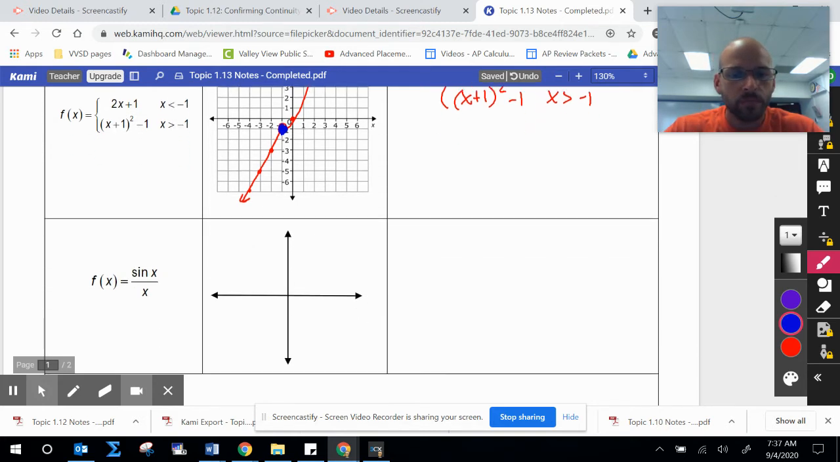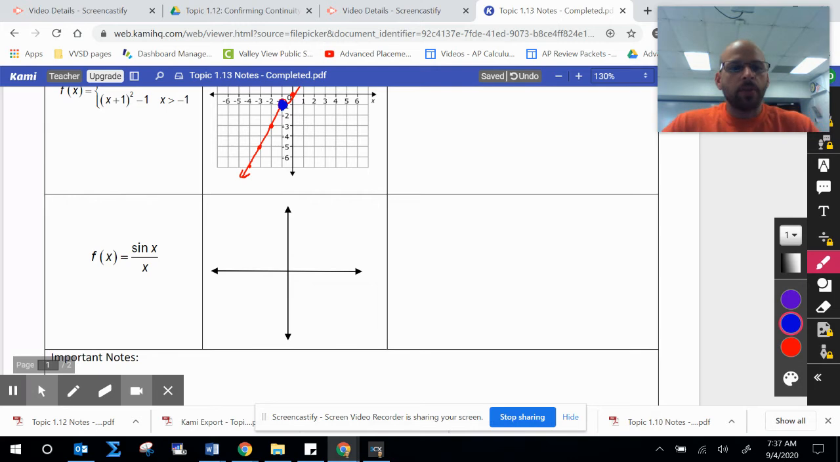That's simple. Last but not least, we have sine of x. I don't know if you remember from notes a while back, but sine of x looks a little something like this.